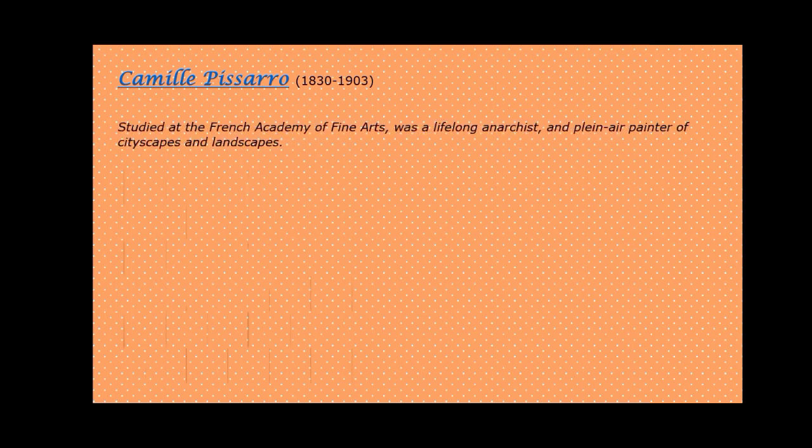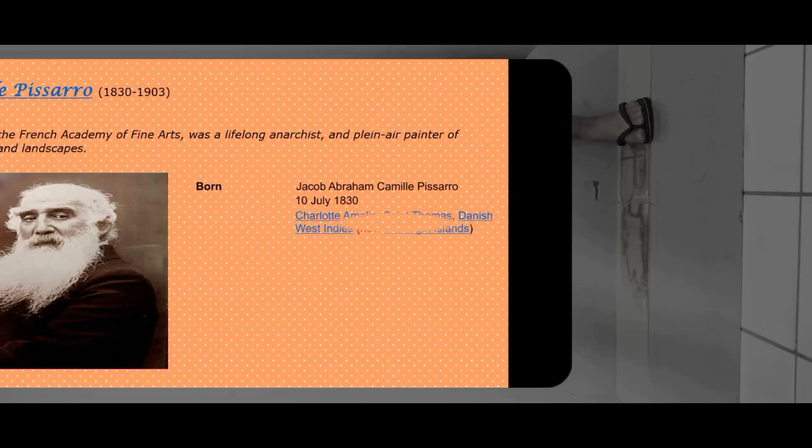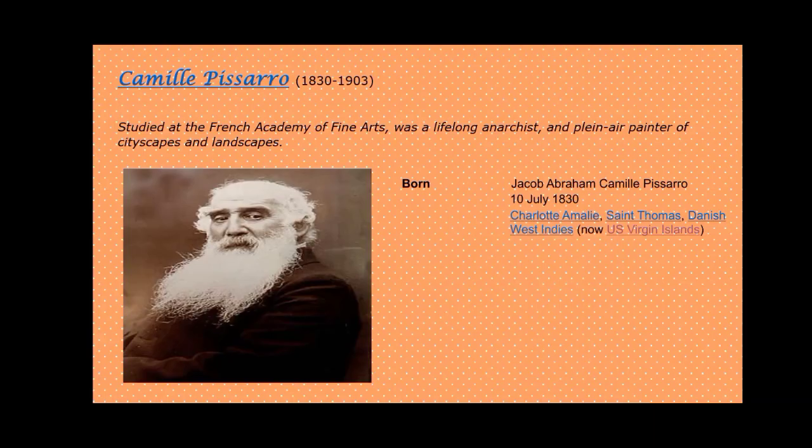Next we have Camille Pissarro. Studied at the French Academy of Fine Arts, was a lifelong anarchist and plein air painter of cityscapes and landscapes. He was born on July 10, 1830, and he died on November 13, 1903, at the age of 73.